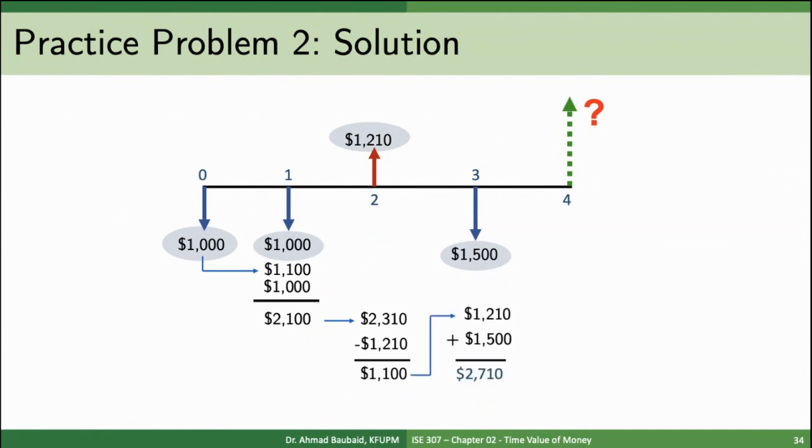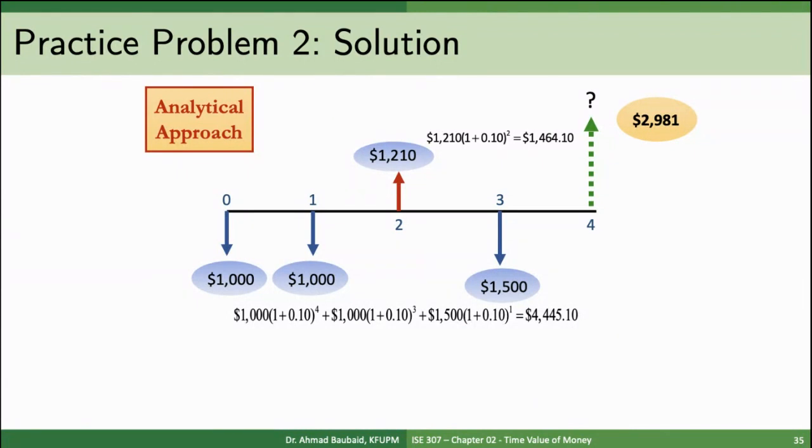And then you do the same thing again. You move it 1 time period. Of course, this gets a little bit tedious if you do it this way, but it's still one approach you can use. Then you add the 1,500 and find 2,710, and then you make the final jump to time period 4, and you get 2,981. This is very similar to what we saw in the last example. The only difference is that we have a minus here because the payment is going in a different direction.